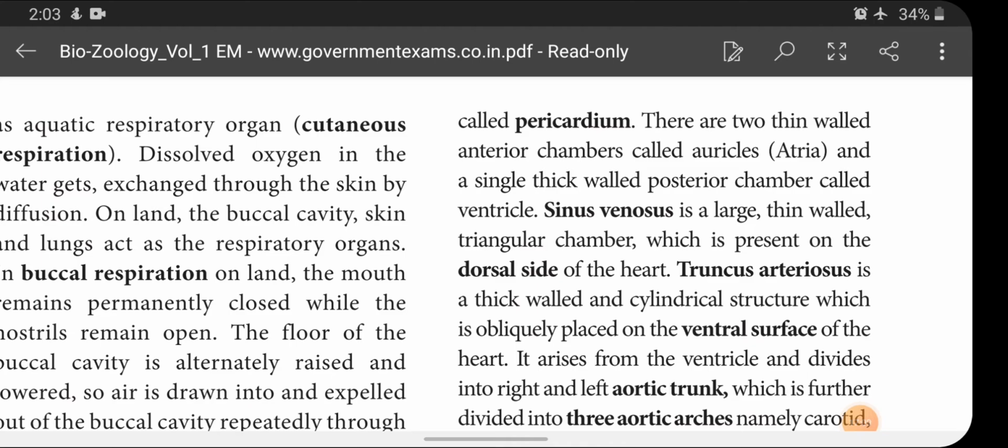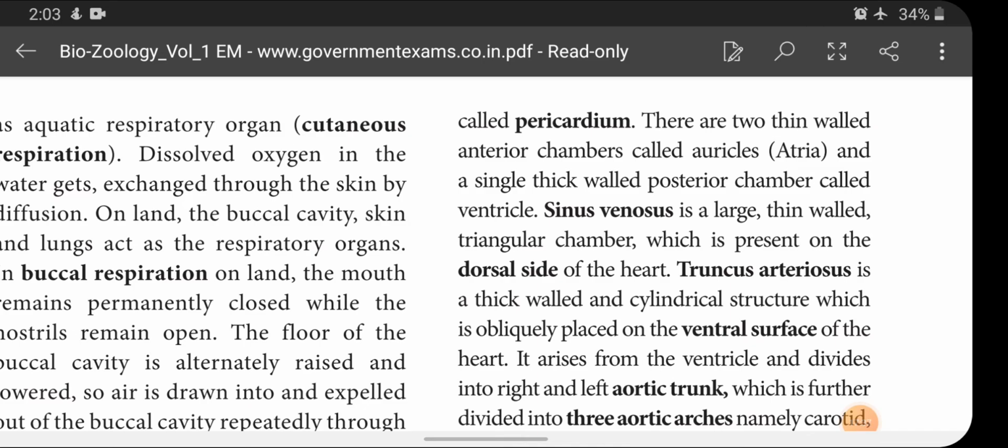Sinus venosus is a large thin walled triangular chamber which is present on the dorsal side of the heart. Next, truncus arteriosus is a thick walled and cylindrical structure which is obliquely placed on the ventral surface. Okay, so sinus venosus is a large thin walled triangular chamber present on the dorsal side. In the same way, truncus arteriosus is a thick walled cylindrical structure present on the ventral surface of the heart.